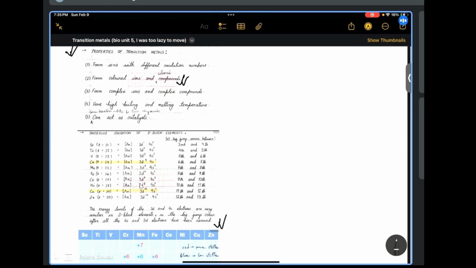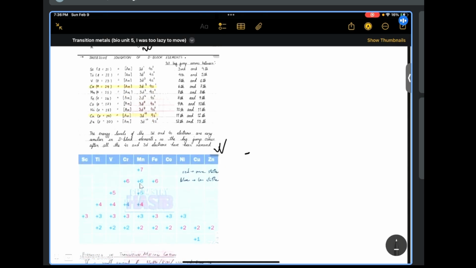They can form complex compounds with complex ions. This we will also look at in our next chapters. They have high boiling and high melting temperatures. This is something that we will not see, but you guys need to remember because they might ask you the properties. And another thing is that some transition metals and their compounds can act as catalysts. This is very important as well because we will look at the catalysts of transition metals as well.